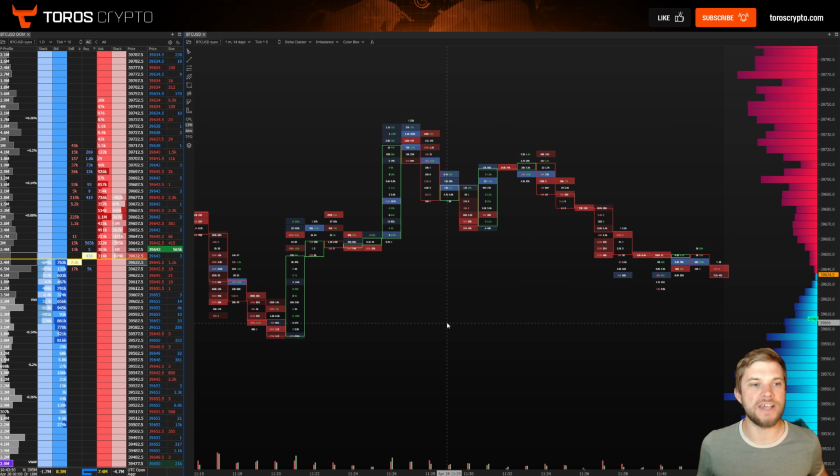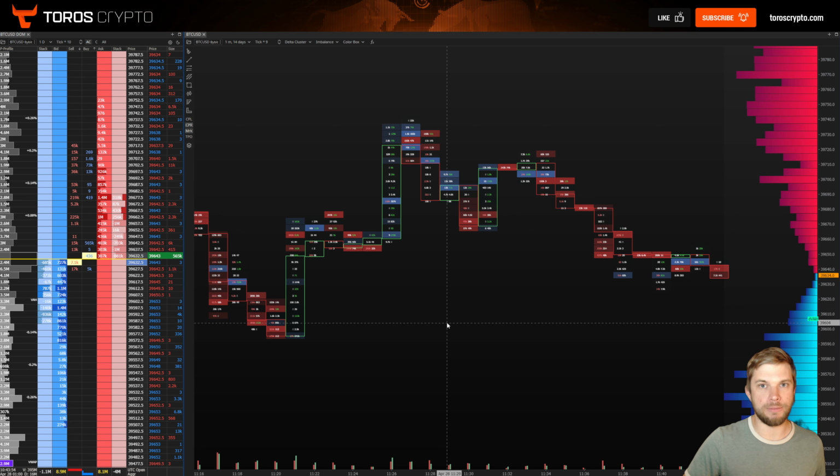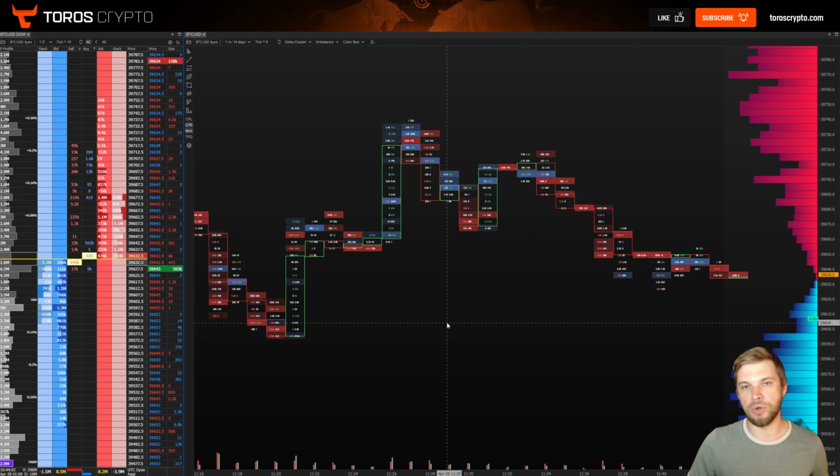But what the DOM can tell you is exactly what has happened in the market. So where volume has previously been traded and where price is very likely to find support or resistance as price moves up into that region.